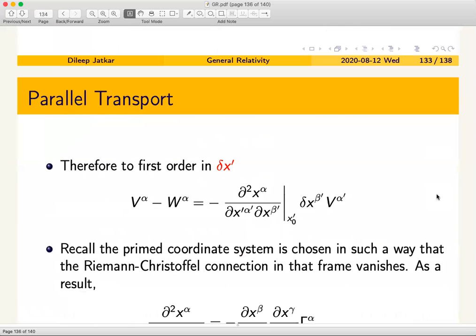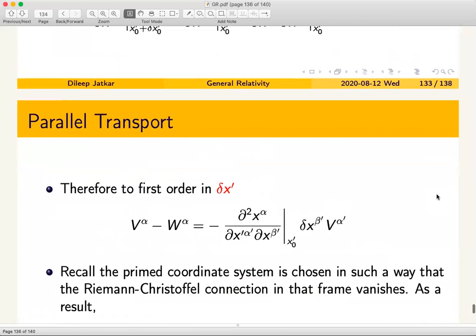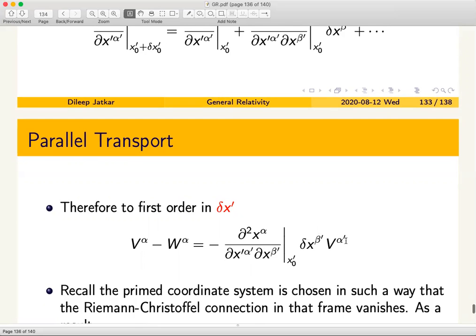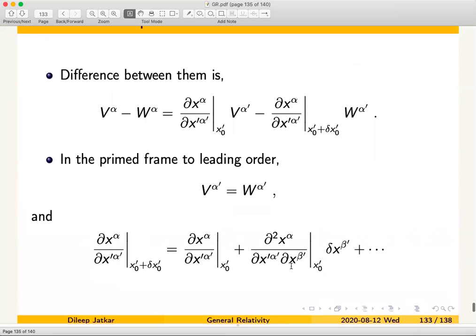So to first order in delta x prime, what we would find therefore is a quantity which is a second derivative of the coordinate change times delta x prime beta prime times v alpha prime. The reason for that is when you plug this back up there, the first term times w alpha prime is an expression which is del x alpha over del x prime alpha prime evaluated at x naught prime times v alpha prime minus w alpha prime. So that term vanishes to leading order.